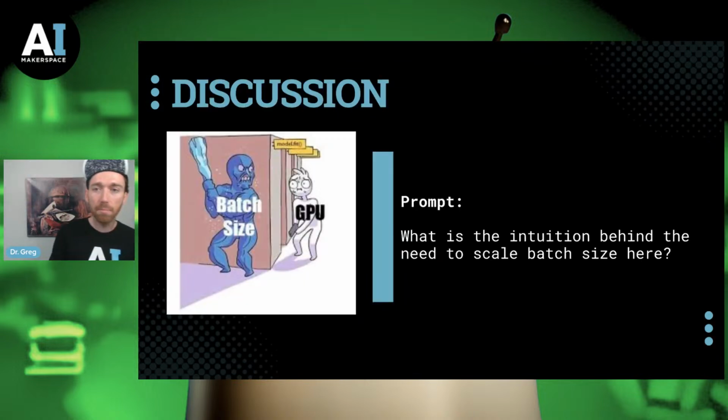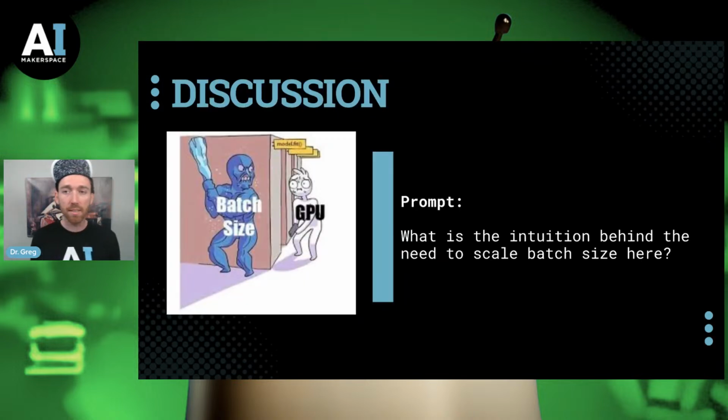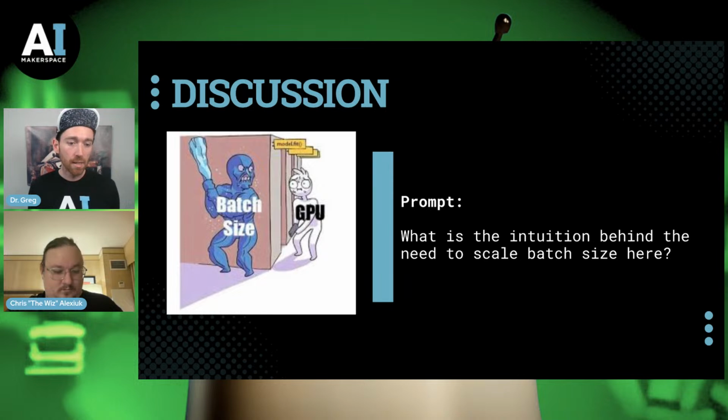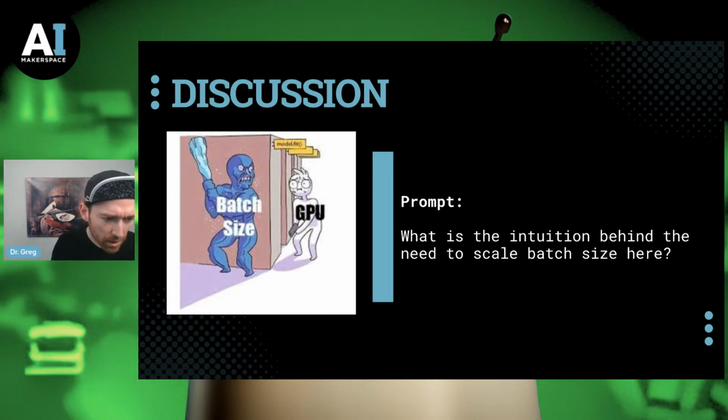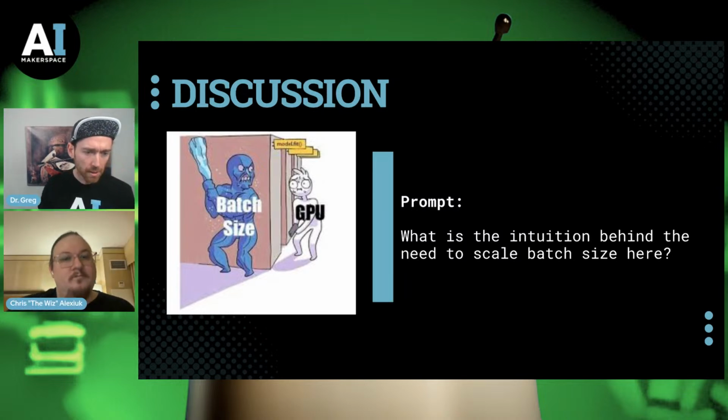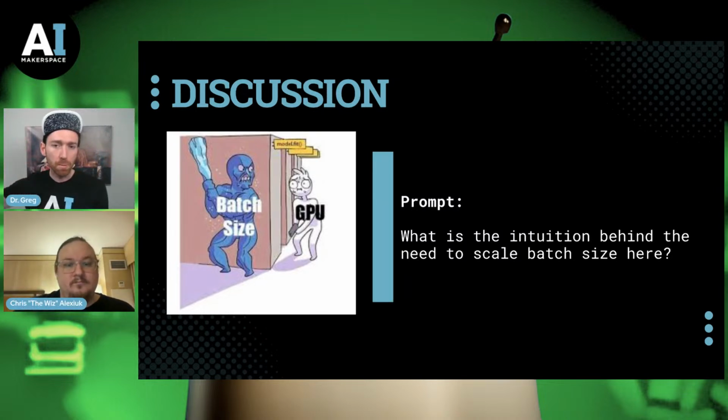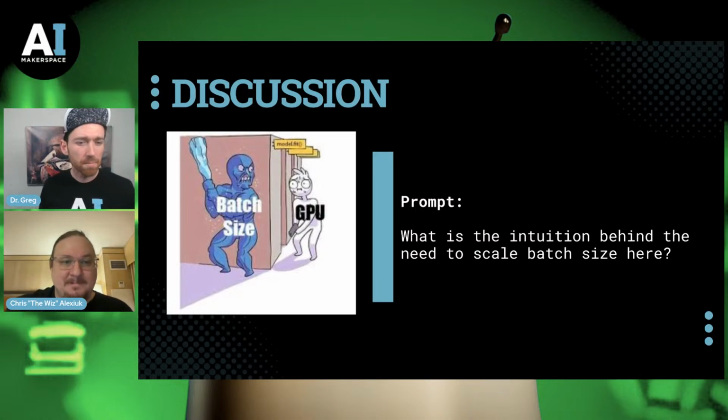Wes, I want to bring you back up to help us with some intuition behind this idea of batch size. Because of the sparse nature of the MOE, we need this very large batch size that's going to really help us to make sure that we're optimizing throughput as well. Can you walk us through a little bit of your intuition behind this?